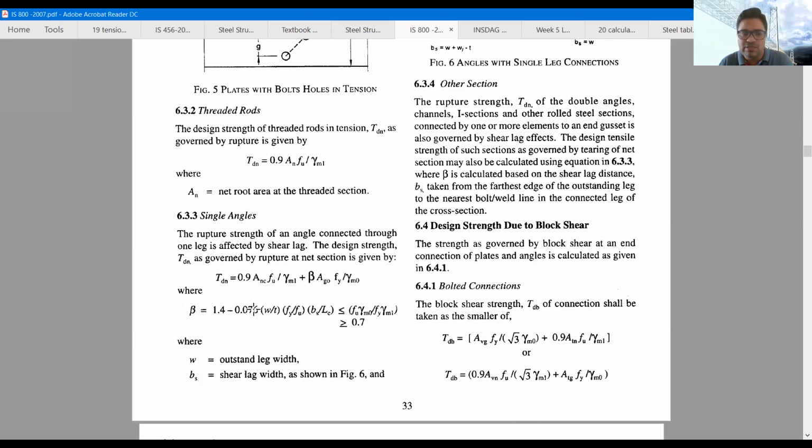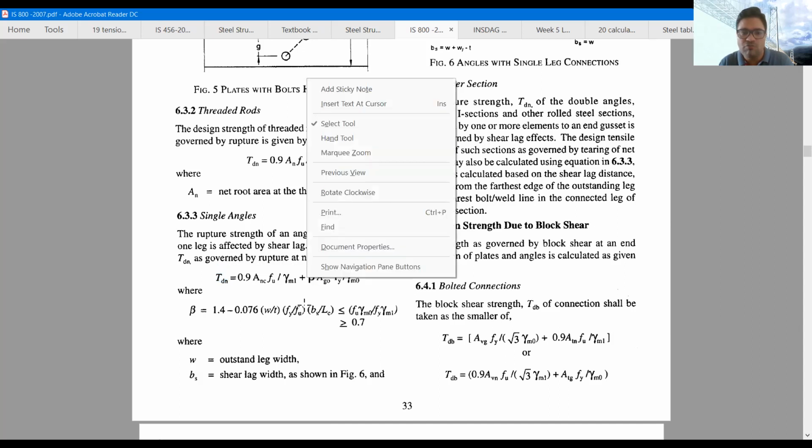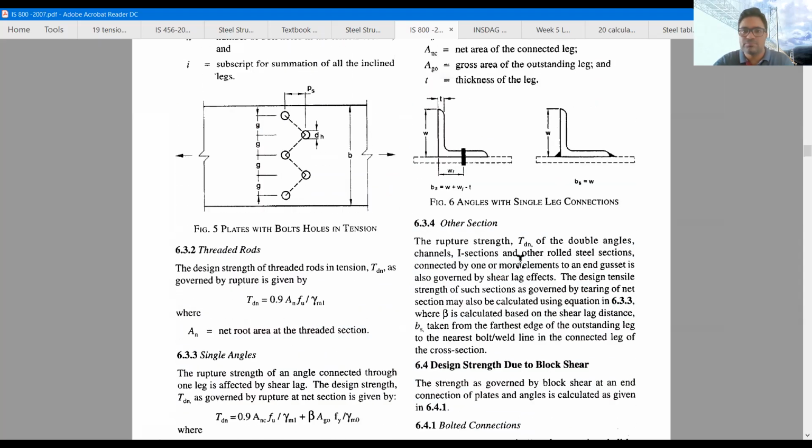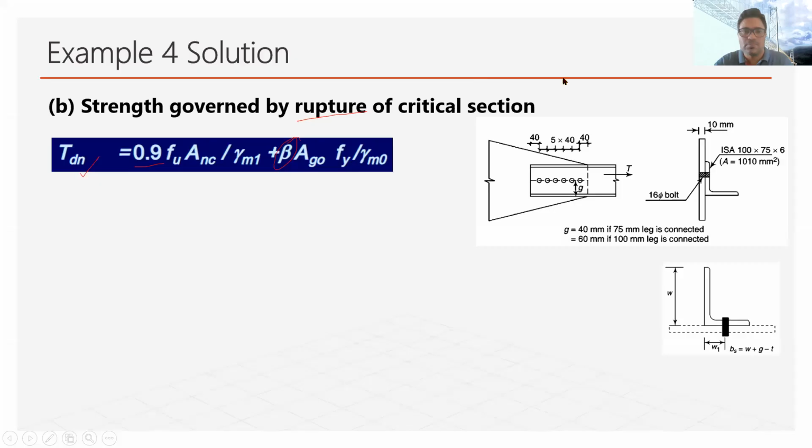We will use the same formula to calculate the value of beta, and then we will use the beta value to calculate the value of TDN. All other values we have already found out. We are required to find out the beta value, so now we will see how we can find it. The beta formula is this one as per the IS code.